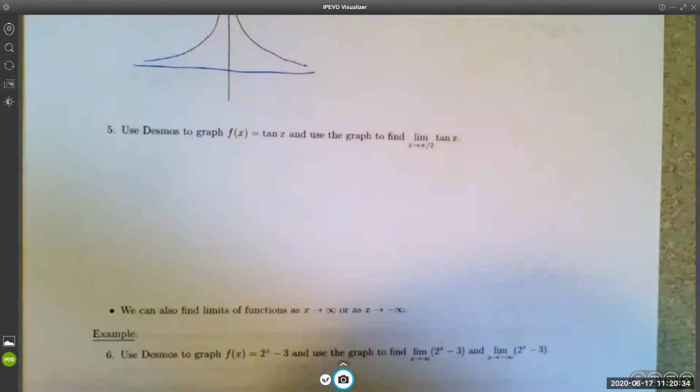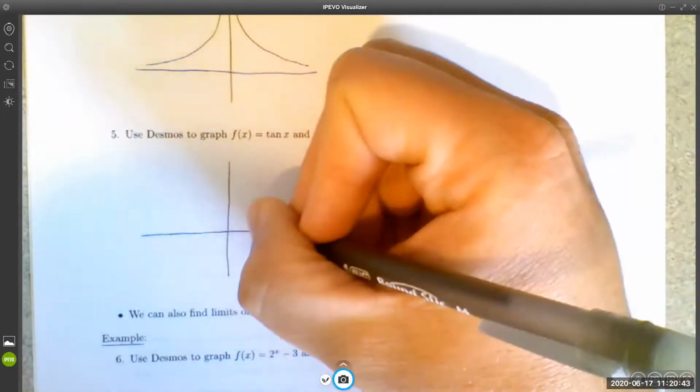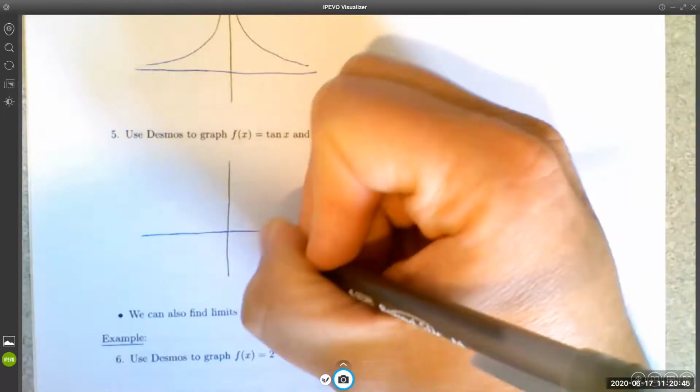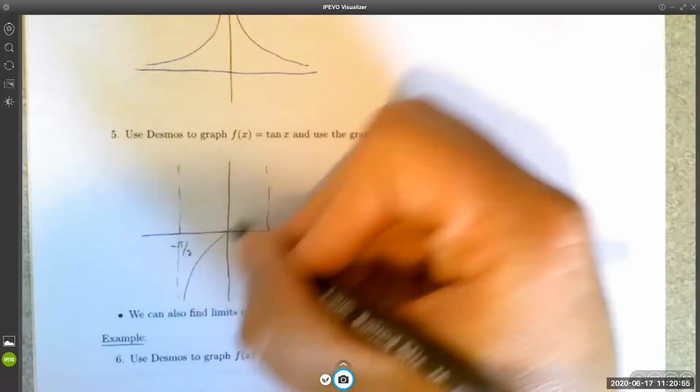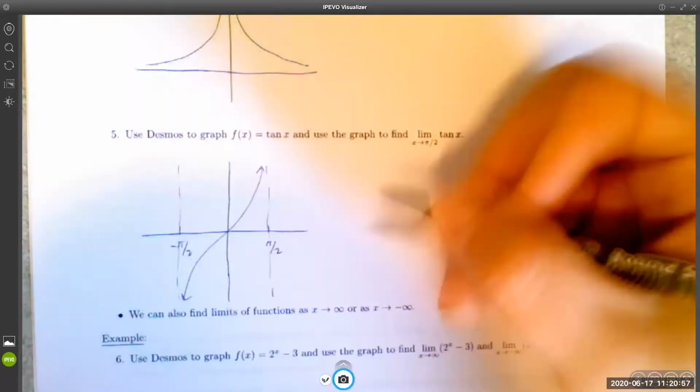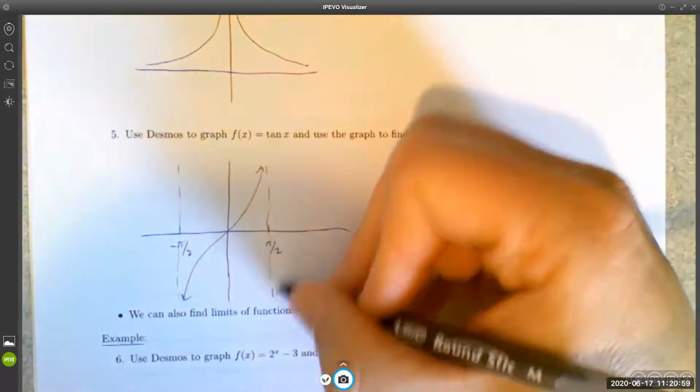Number 5 says to use Desmos to graph f of x equals tangent x. We don't even need to use Desmos though. You should know what tangent x looks like based on your experience in trig. You know that it's got to have some asymptotes at negative pi over 2 and at pi over 2. And then it does this thing, right? This is what tangent looks like. And it kind of repeats that over and over and over again, right?